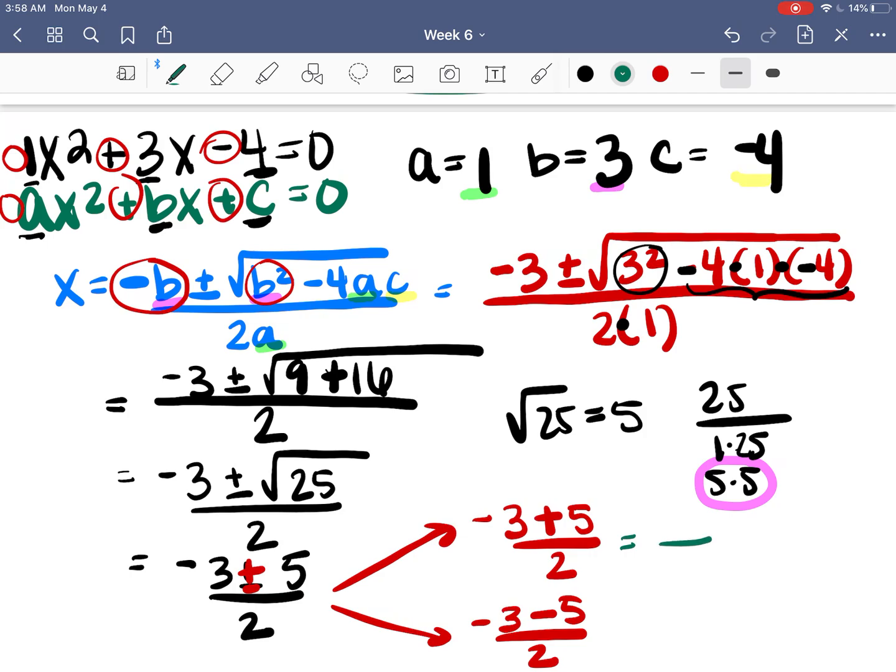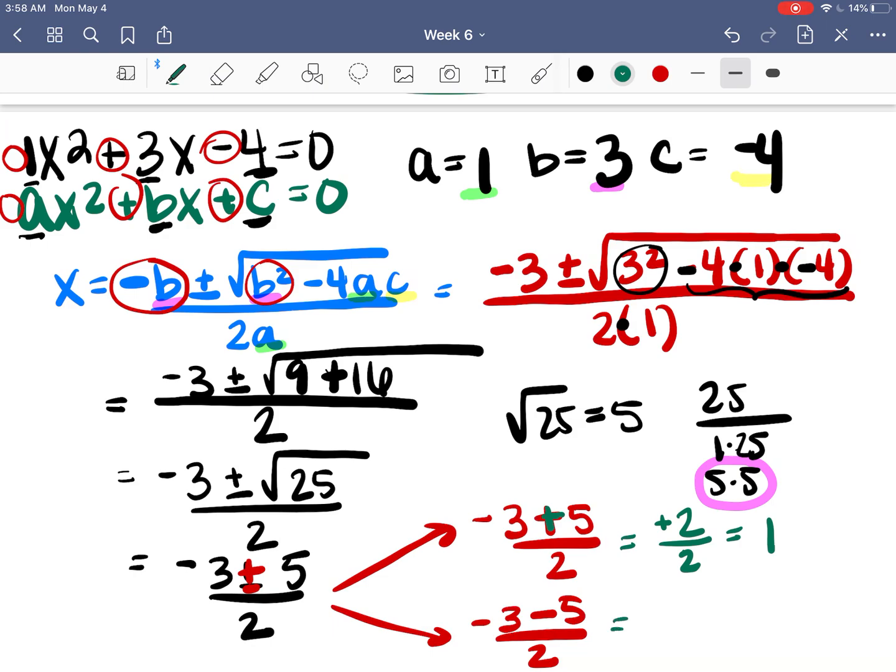So let's take the top. What is negative 3 plus 5? They're opposite signs, so I'm going to subtract them and get 2. Because that 5 is bigger, I'm going to take that positive sign in front of it. And what is positive 2 divided by 2? It is a positive 1.